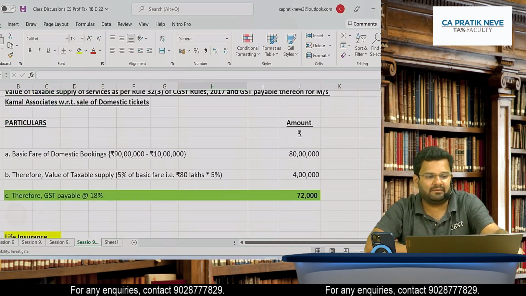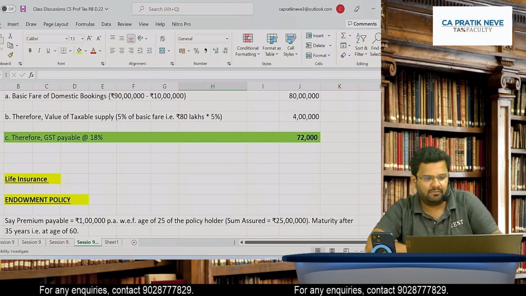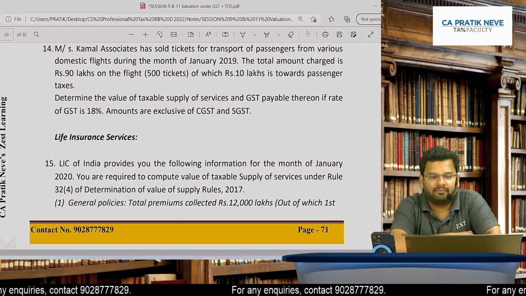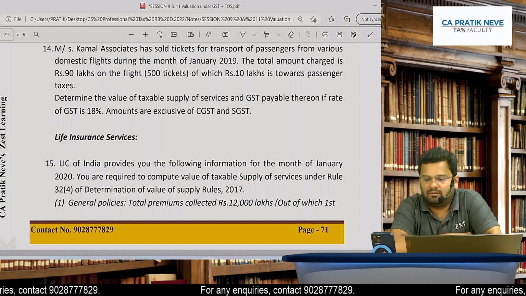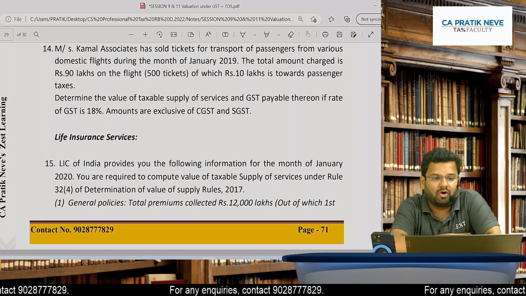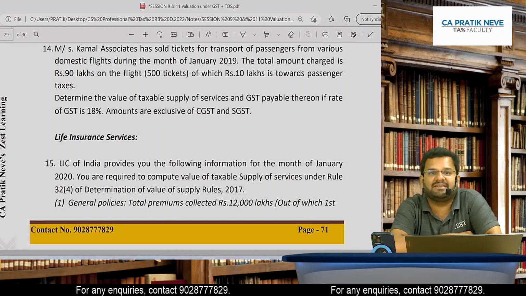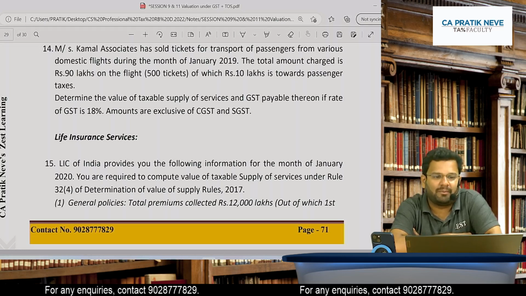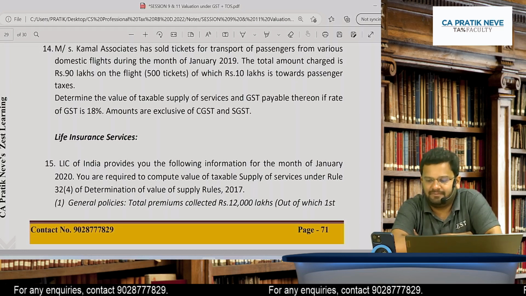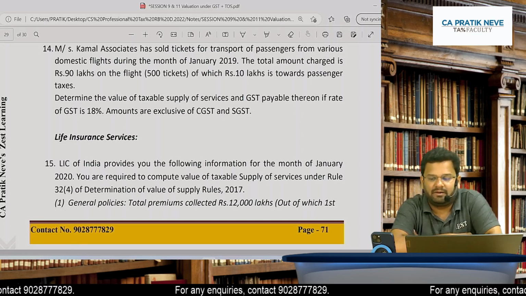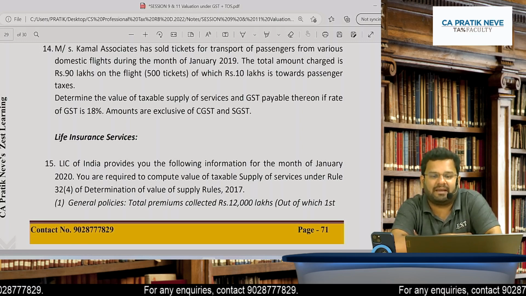And finally, another question on that, of domestic booking. Can you see the question based on domestic booking of Kamal Associates? What is the basic fare in this case of Kamal Associates in the 14th question? Basic fare, as you can see, is 80 lakh rupees, 90 lakhs minus 10 lakh.